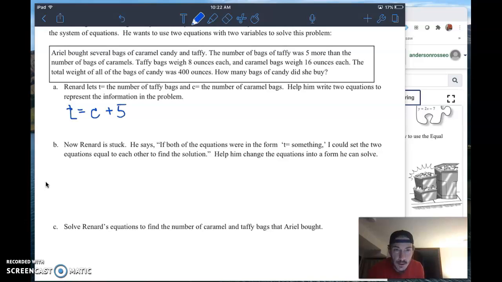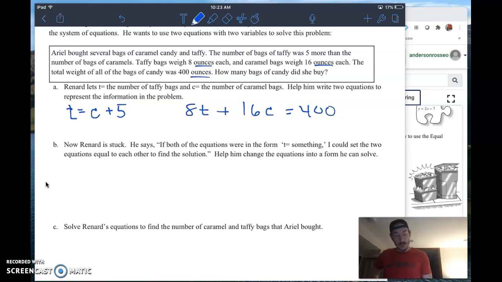Okay, the second equation is going to be keyed on all of these rates, and they all include the exact same unit, ounces. So I'm going to say 8 times the number of bags of taffy, plus, right, we're adding to that, 16 times the number of bags of caramel equals 400. So there's my 2 equations, and we can use the equal values method, substitution, and do some solving in a second, right?